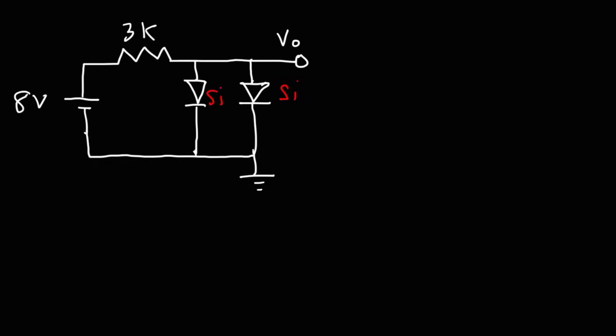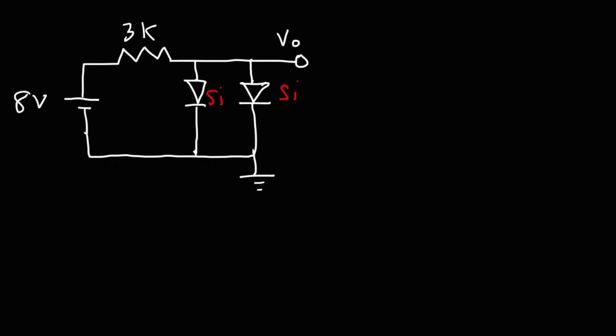Go ahead and try this problem. Calculate the output voltage and the current flowing through each diode. So the current is flowing in the right direction, and the battery has enough energy to activate these diodes. So both diodes will be in the on state.